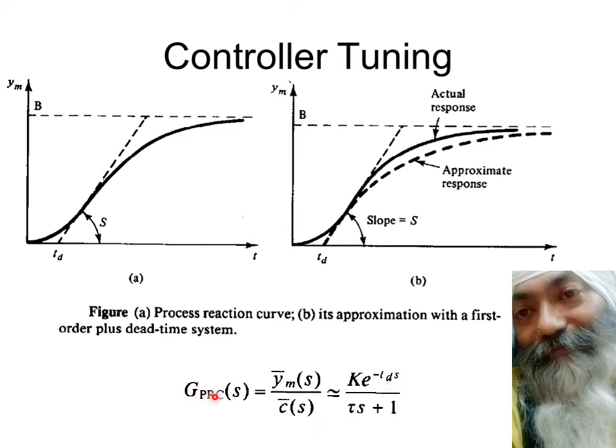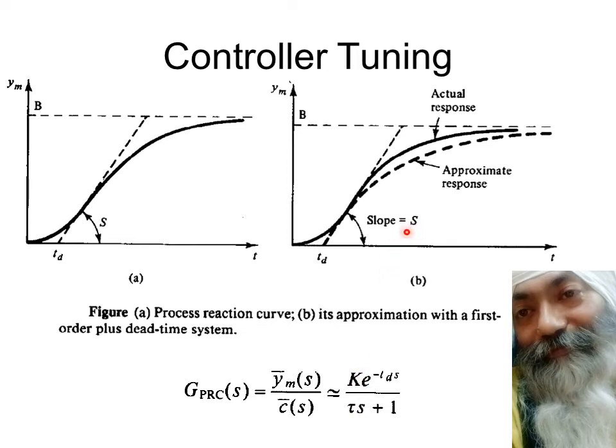So this entire open loop process response is approximated as a first order delay, some pure delay followed by a first order system with time constant tau and with gain k. So what will be the gain k? Gain k will be equal to b upon a, and this tau is determined from the slope. This is the capital slope S.